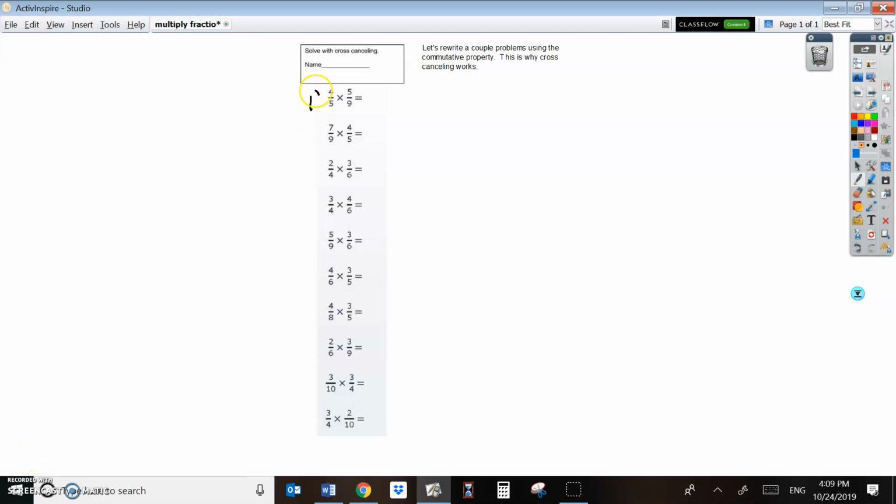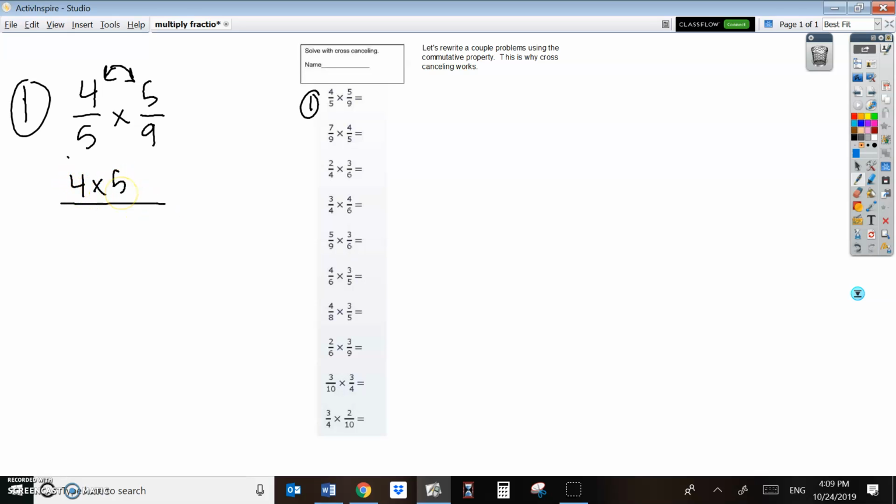Multiplying fractions with cross-canceling. Let's look at number 1 right here. So 4 over 5 times 5 over 9. Remember, when you're multiplying, you can change the order of the factors and it doesn't matter. So 4 times 5 over 5 times 9. And then these can be flip-flopped again. That's called the commutative property.